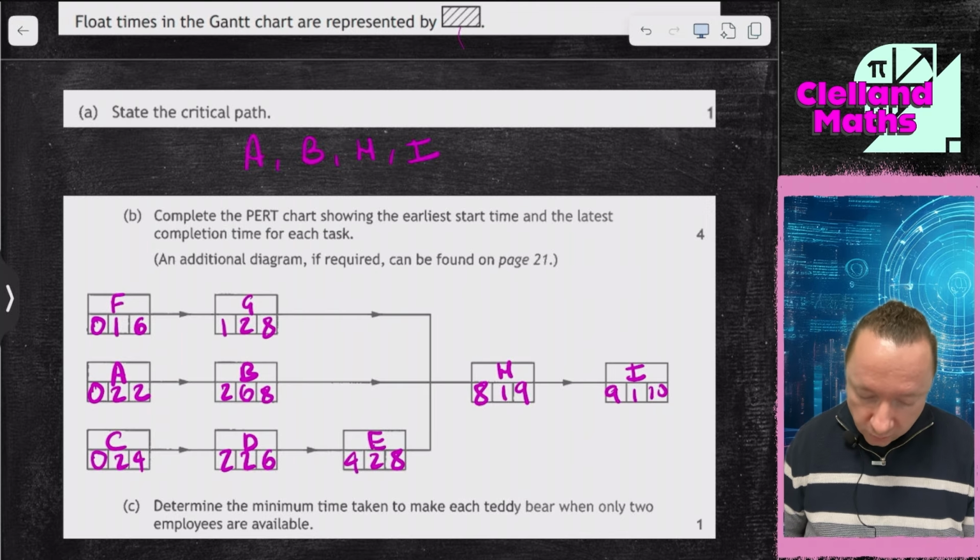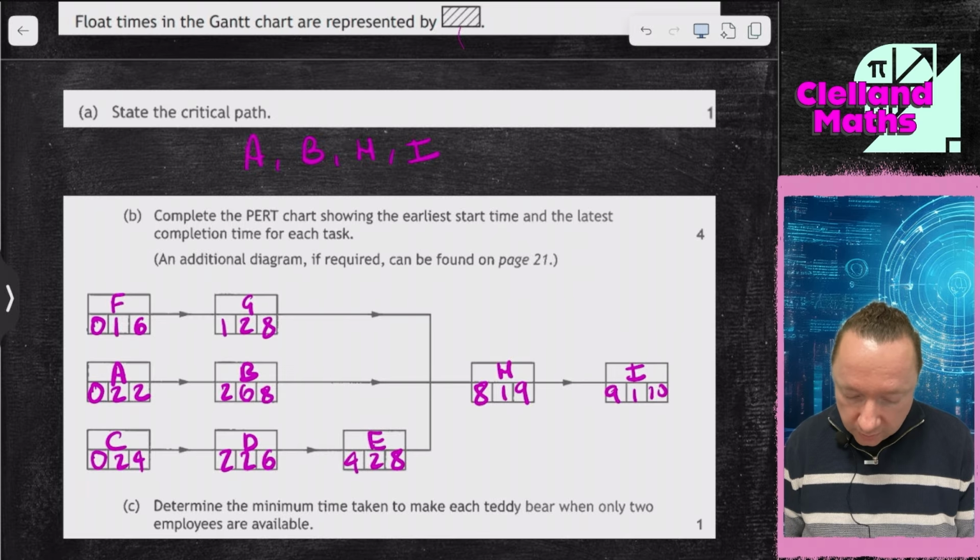So let's have a look at doing it the way we would normally do it. 0 plus 2 is 2, 2 plus 6 is 8, 8 plus 1 is 9, 9 plus 1 is 10. 0 plus 1 is 1, 1 plus 2 is 3, but it's the longest we need, so 8's fine. 0 plus 2 is 2, 2 plus 2 is 4, 4 plus 2, but it's the longest we need, so it's 8. Going backwards, 10 minus 1 is 9, 9 minus 1 is 8, 9 minus 1 is 8, so 8, 8, 8.